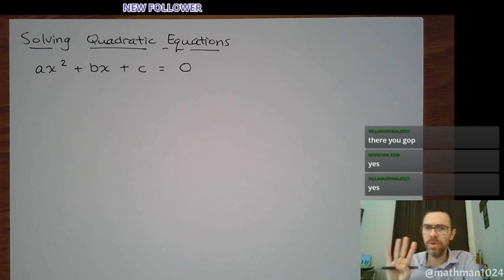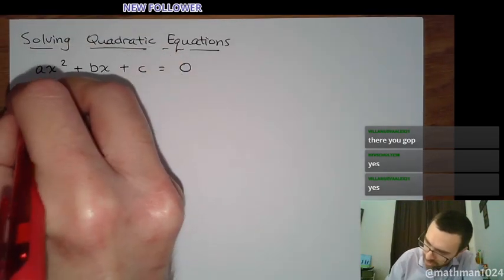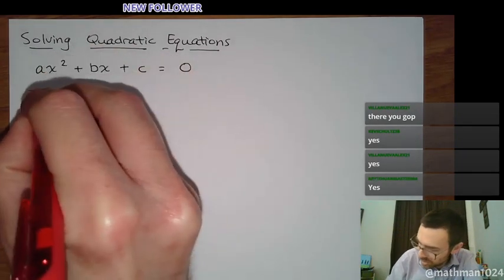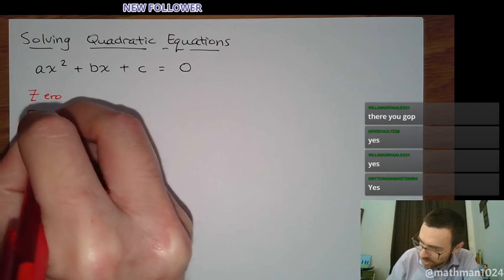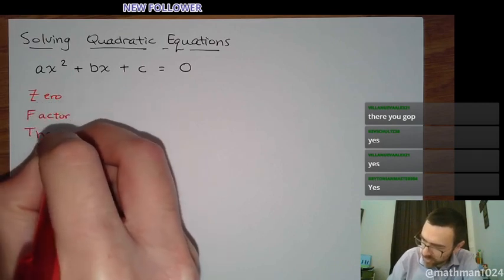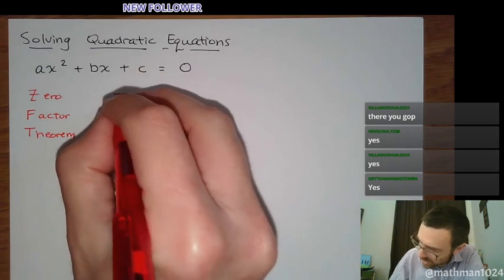And we have 4 methods for solving these. The first one goes back to factoring, and that is the ZFT, the Zero Factor Theorem. And with the Zero Factor Theorem, it says this.